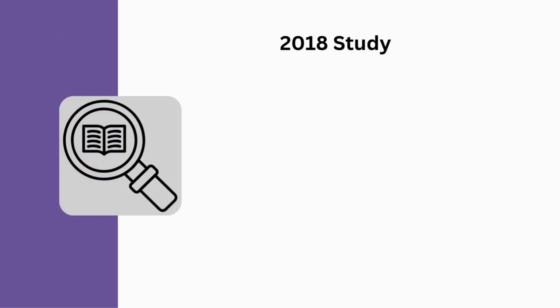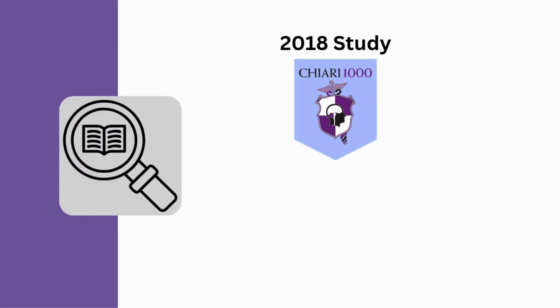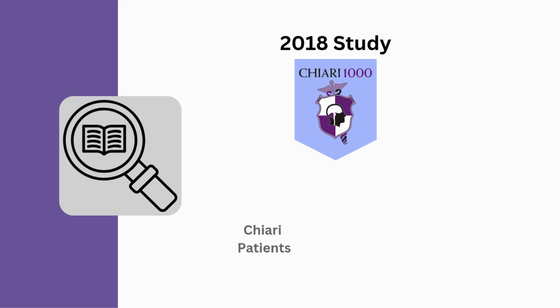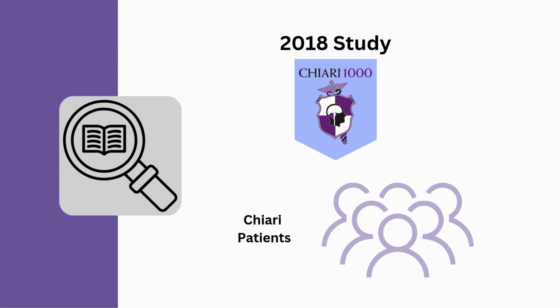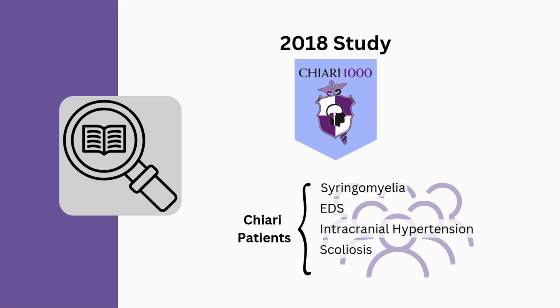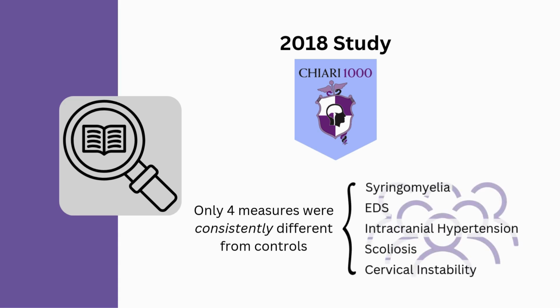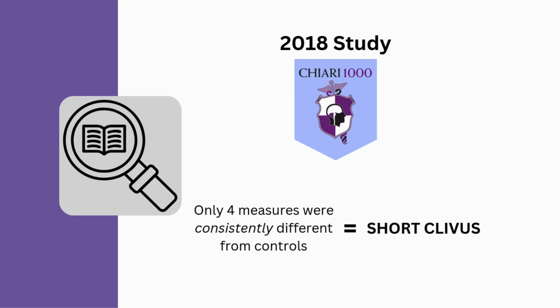A 2018 study used data from the Chiari 1000 to compare 28 morphometric measures of over 200 adult female patients to healthy controls. Additionally, the Chiari patients were grouped by several related conditions, including syringomyelia, EDS, intracranial hypertension, scoliosis, and cervical instability. Interestingly, only 4 measures were consistently different from controls across the different related condition groups, with a short Clivus being one of them.